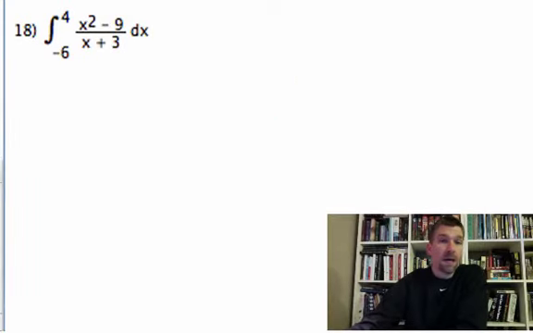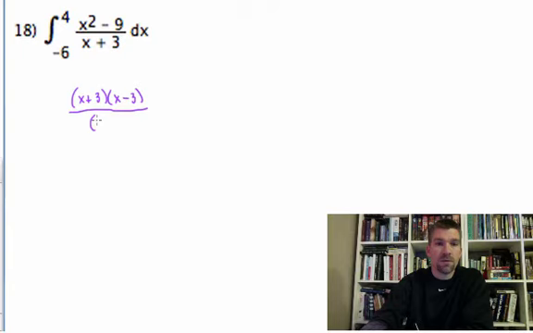Okay, here's another one. Find the area of this integral. Solve this integral by finding areas. And also tell us where that's discontinuous. And I can't graph this one just yet. So what I'm going to do is factor the top of this guy. So that's going to be x plus 3 times x minus 3. And I'm going to divide that by x plus 3. And then what I'm going to do is divide out things on top and bottom.